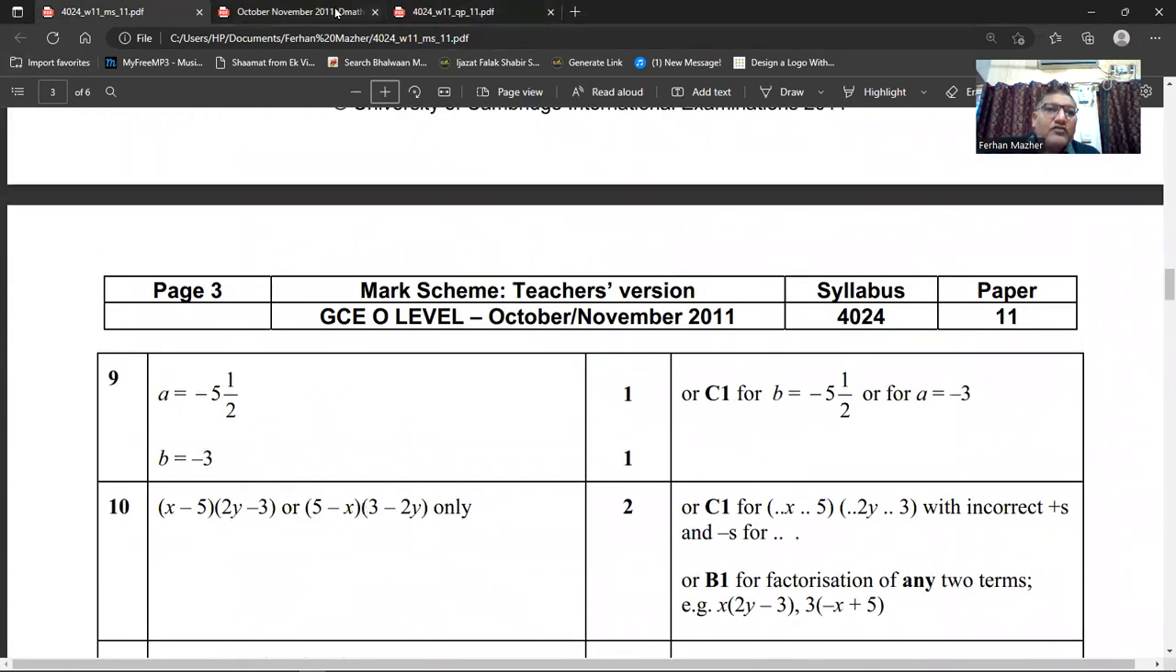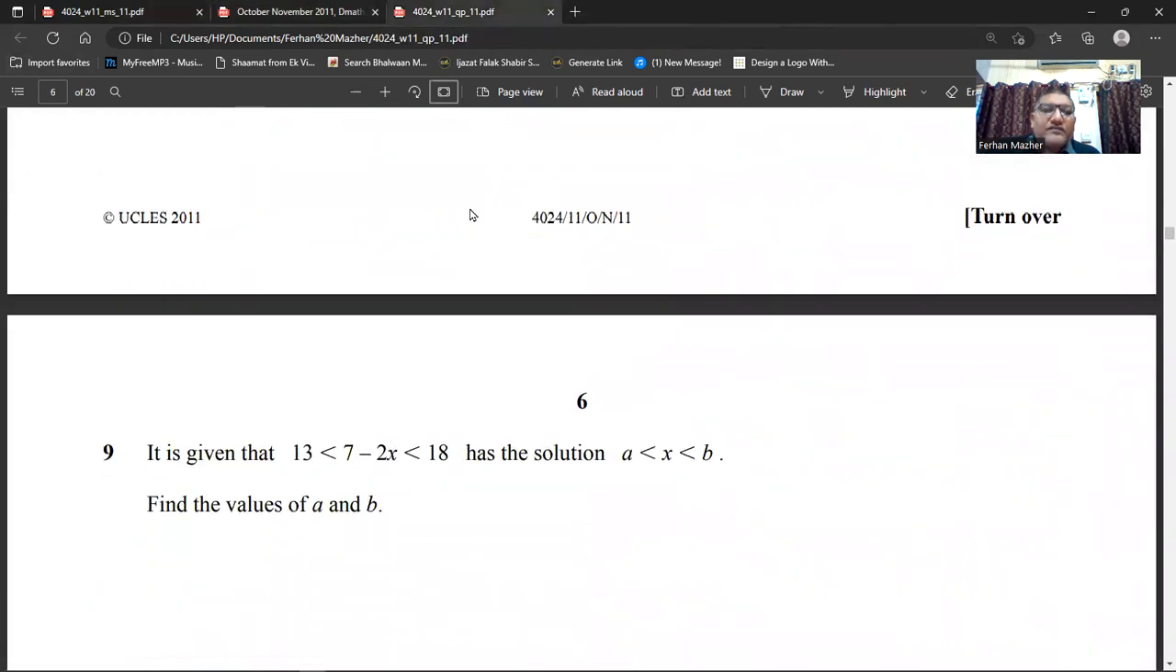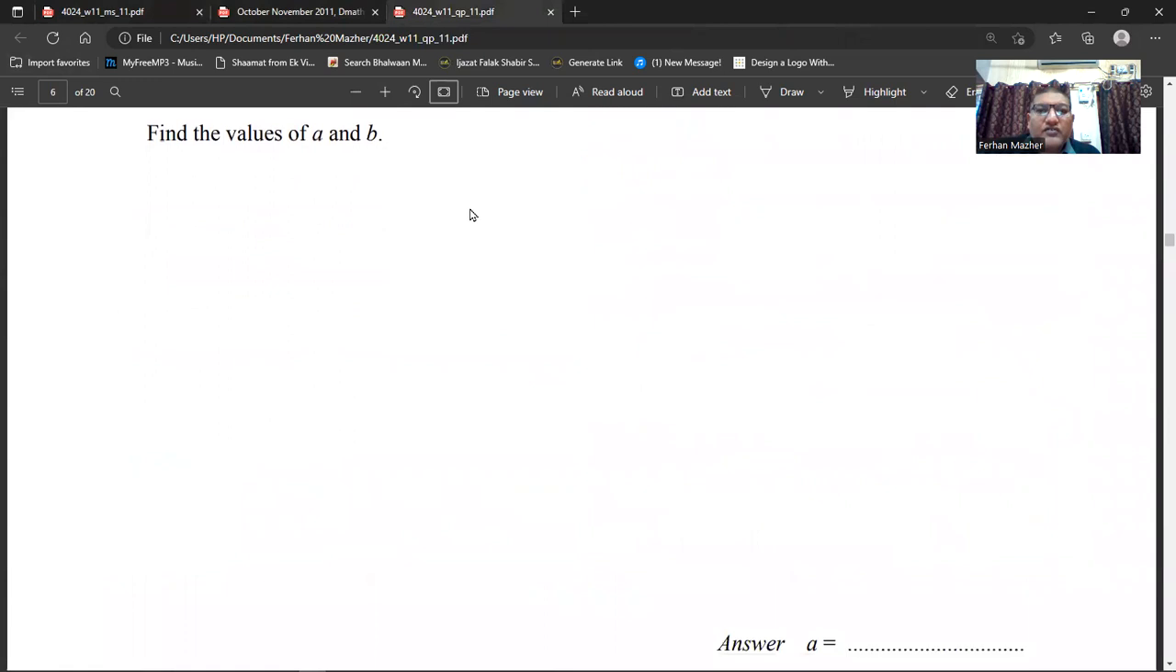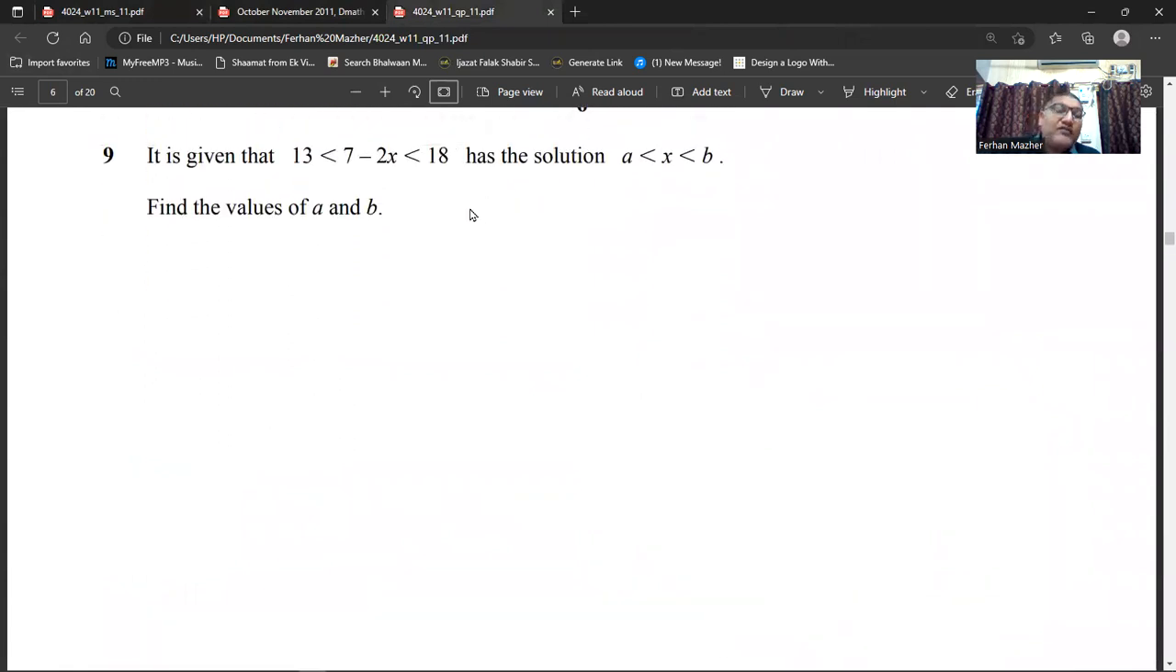Okay, so now we are going to the next question, question number 9, and we have 2 marks for this. It is given that 13 is less than 7 minus 2x, which is less than 18, has a solution a less than x, which is less than b. Find the values of a and b.